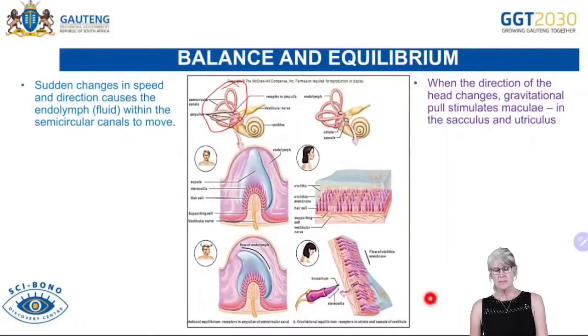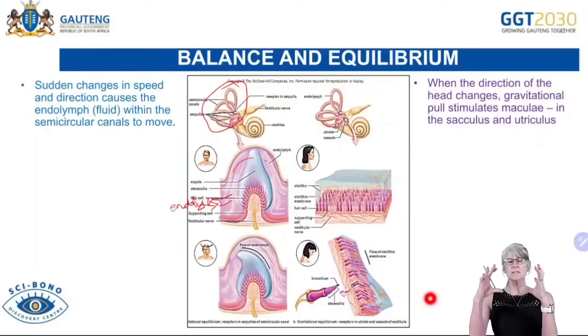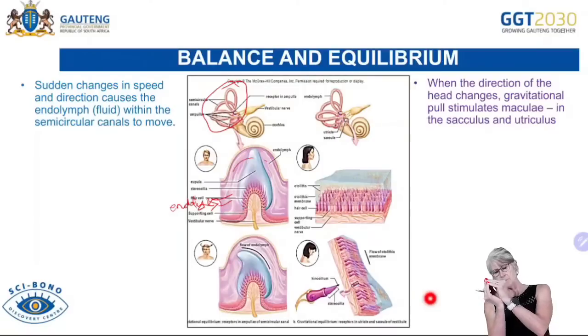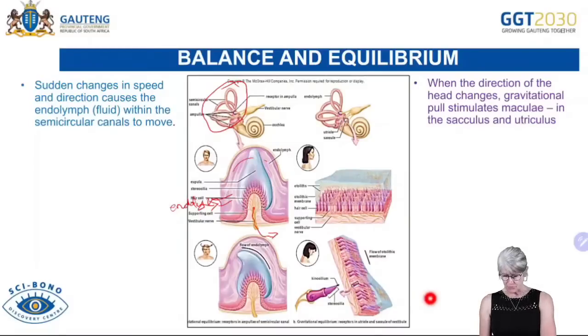Okay, so sudden changes in speed and direction cause the endolymph, because remember we said there was fluid in the inner ear, so there's endolymph as well in the semicircular canals, and it starts to move. In the ampullae, or the swollen ends of the semicircular canals, we find this structure. It's called a crista. There's a whole lot of hair cells, and it's got a little jelly cap over it, and here is the endolymph. When the endolymph moves, it causes that jelly cap to move, and those little hair cells are bent, and then an impulse is triggered, and that would be carried to the central nervous system.